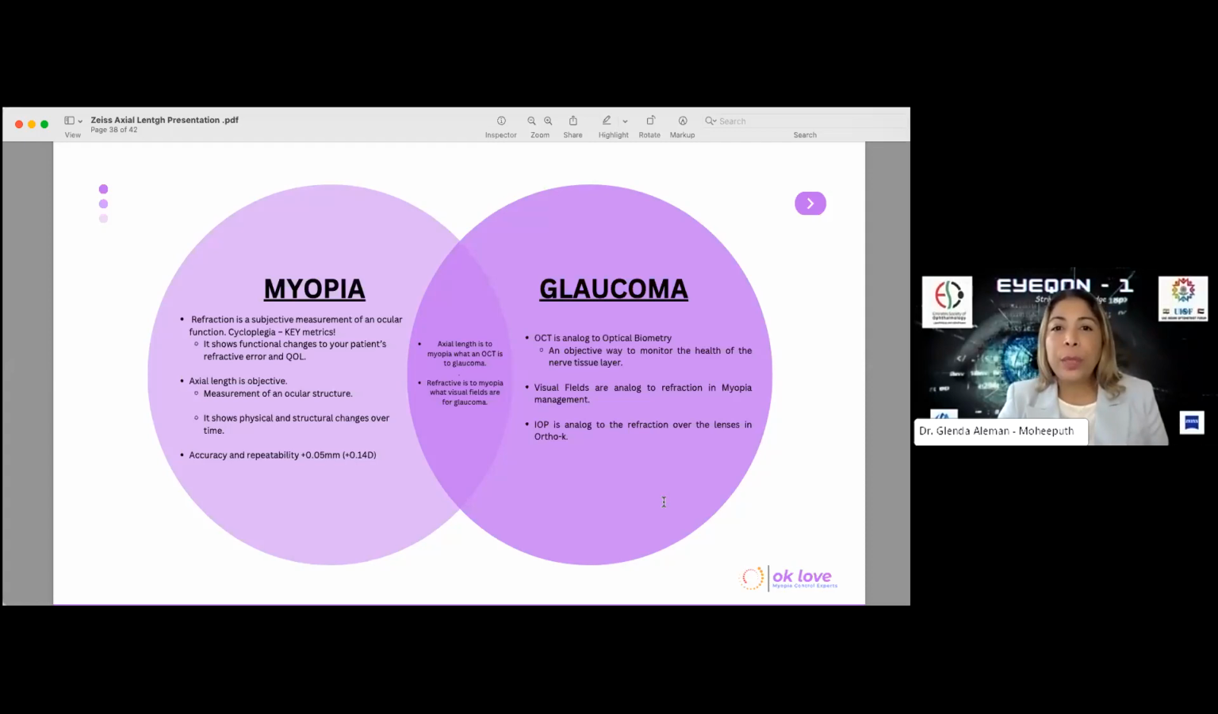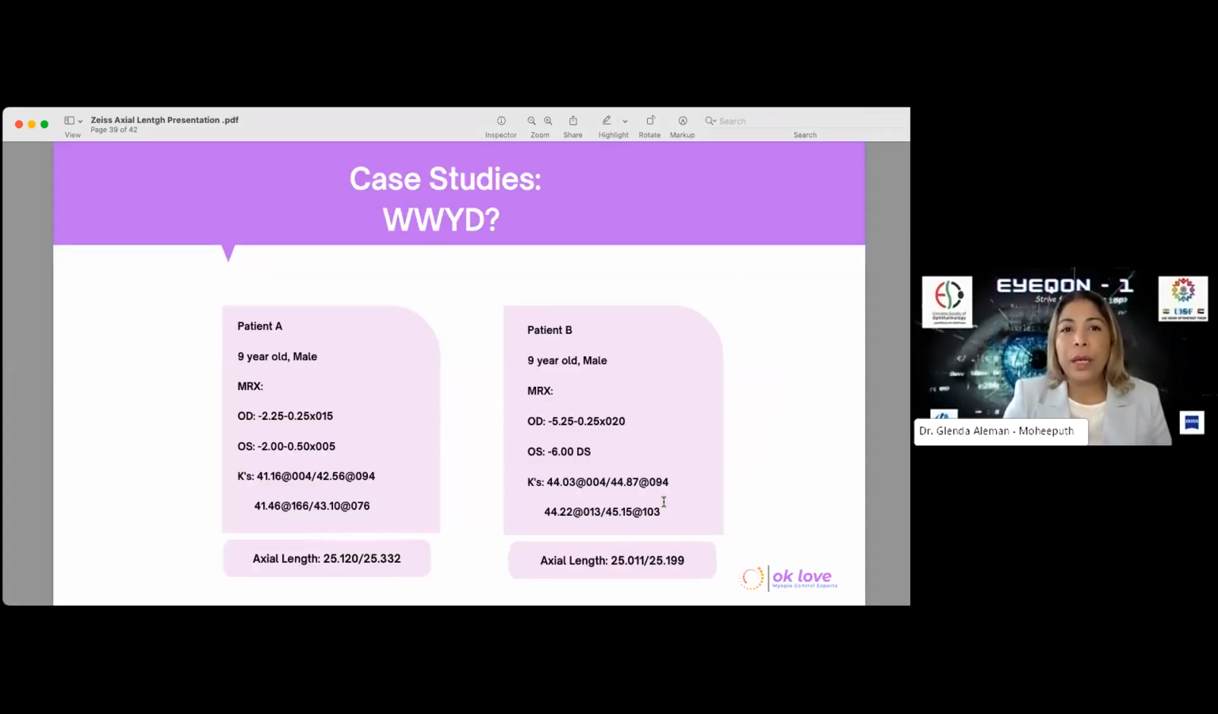So axial length to myopia is to me what an OCT is to glaucoma. And the refractive error is analogous to doing a visual field. So what would we do if we have these cases?